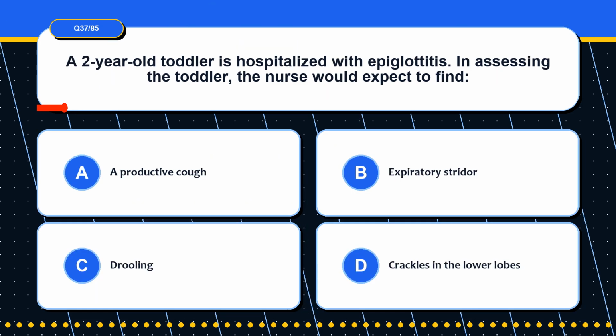Question 37. A 2-year-old toddler is hospitalized with epiglottitis. In assessing the toddler, the nurse would expect to find, here are the options. Option A. A productive cough. Option B. Expiratory stridor. Option C. Drooling. Option D. Crackles in the lower lobes.